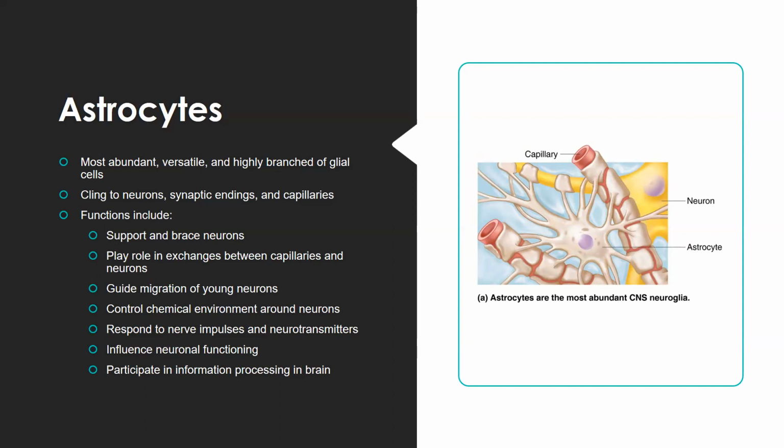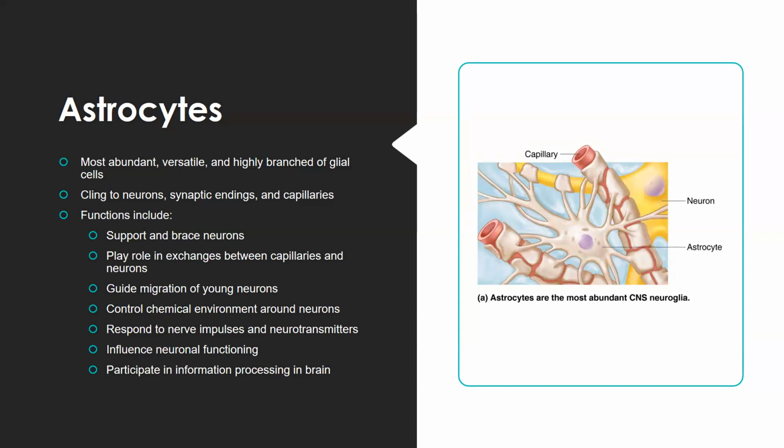Our astrocytes are the most abundant. That's been asked before. What's the most abundant neuroglial cell? Astrocytes. They are going to do really every function that you can think of. They are the most diverse in function. They have actual structural support to neurons. They will help with capillary, so blood exchange for neurons, providing them with nutrition or optimal operating conditions.